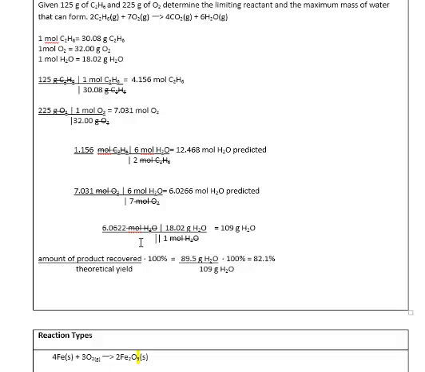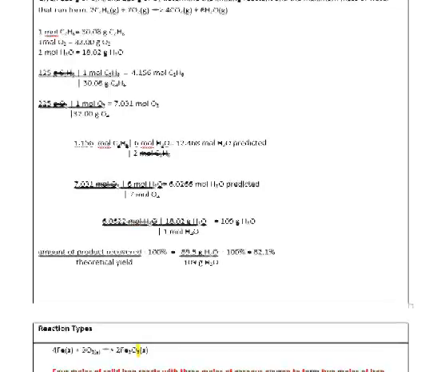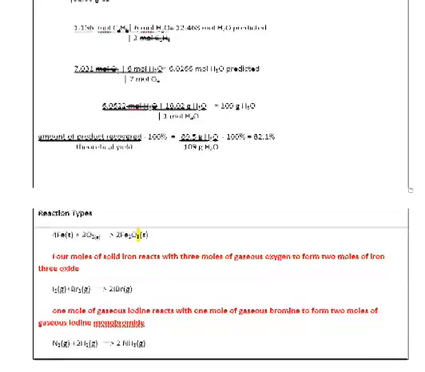6.0266 moles of water multiplied by 18.02 grams of water per 1 mole of water equals 109 grams of water. Amount of product recovered divided by theoretical yield times 100% equals 89.5 grams of water per 109 grams of water times 100% equals 82.1%. Reaction types.